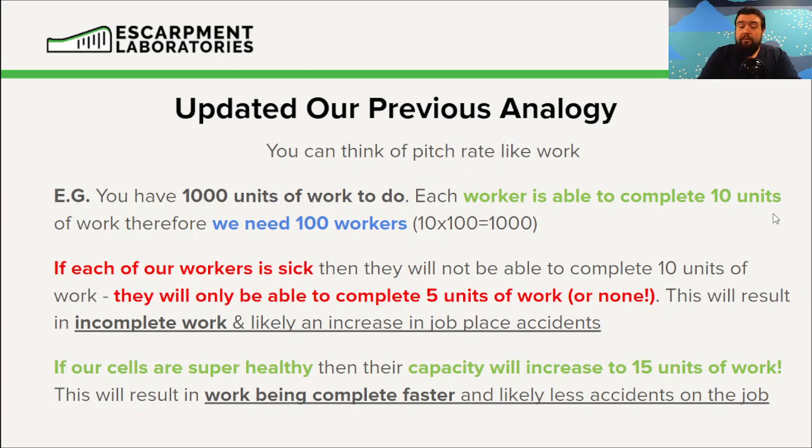Now, the inverse of this: if we have super healthy yeast cells, or in this case workers, then the capacity of each one might go from 10 to 15. Those yeast cells are able to handle more. What's going to happen? We can either pitch fewer cells, a good thing, or we're going to see the work get completed faster and there'll be fewer accidents. All of these are benefits of having happier, healthy yeast cells. There is no downside to having healthy yeast cells.